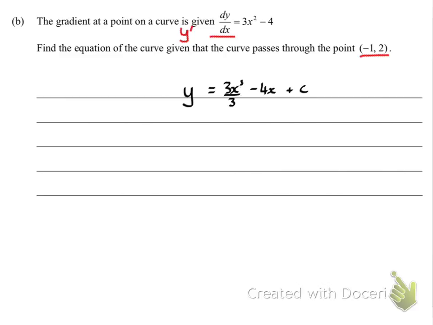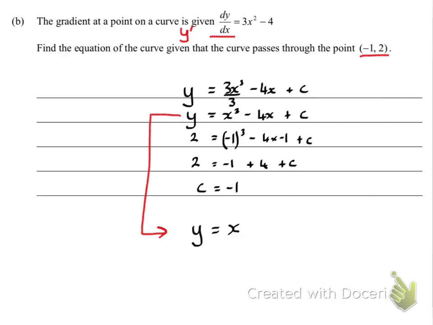Now put the x value in and the y value in. We find that x is -1. You work out what that is. C is -1. And then write out your equation again, and you have another achieved mark.